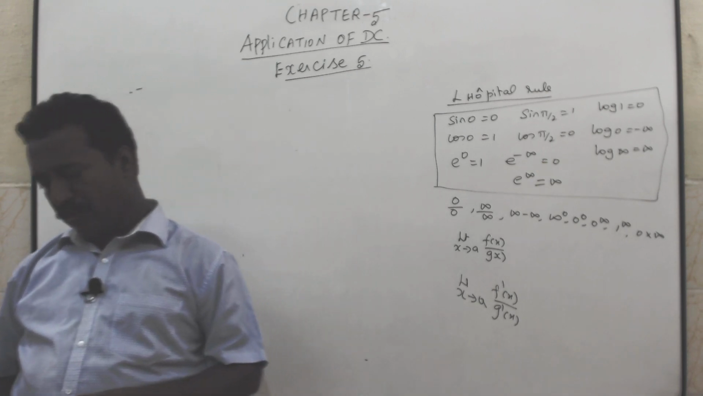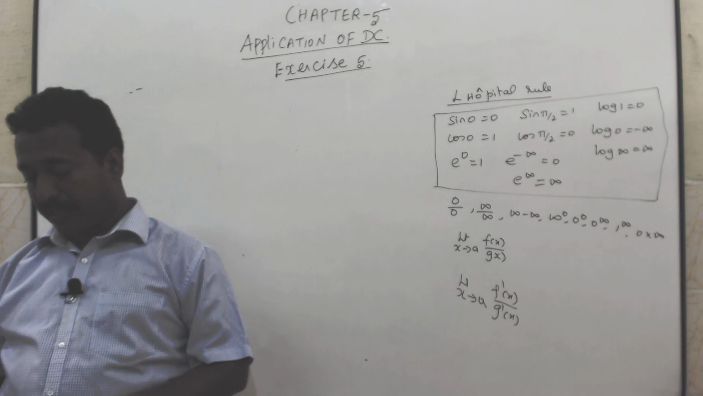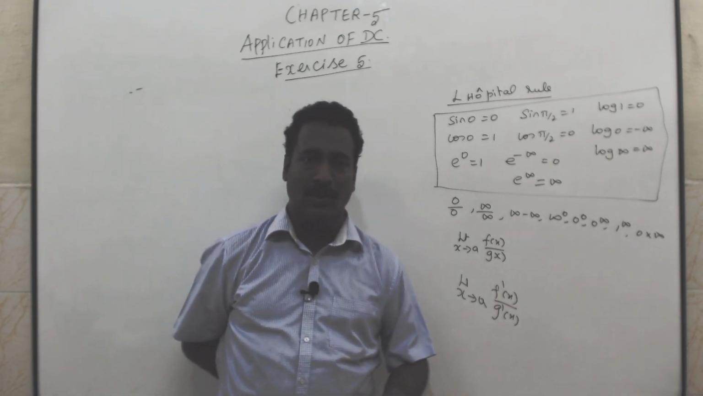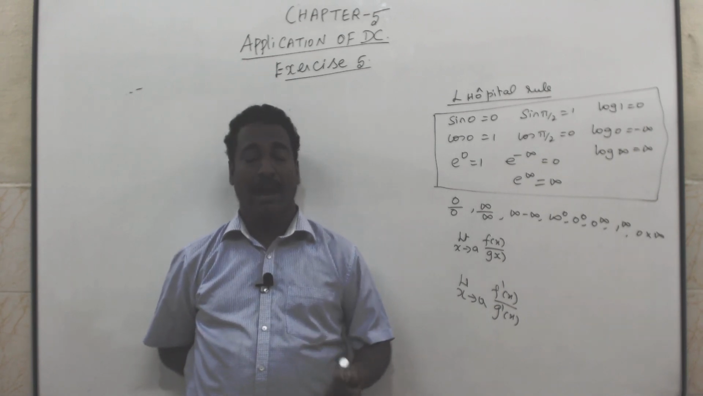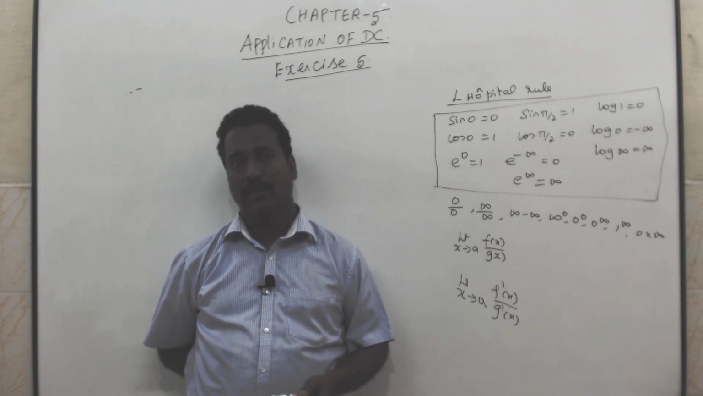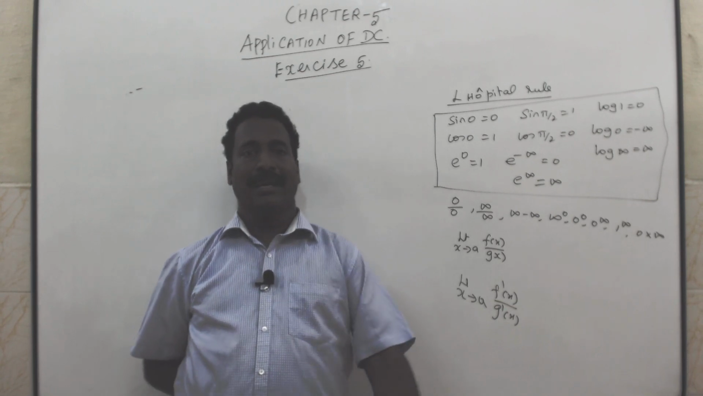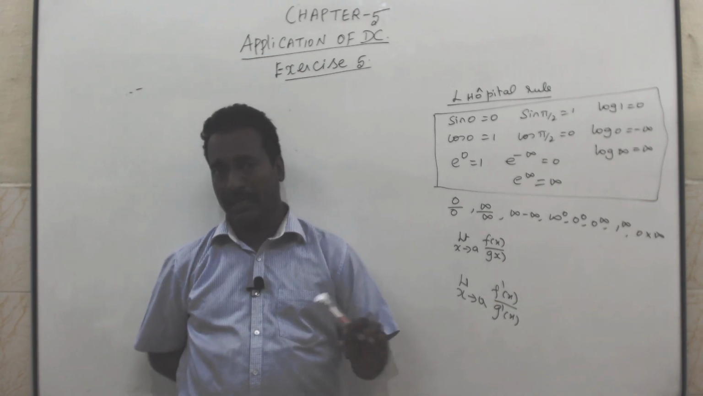Question number 3 is easy, you will try. Question number 4 also easy, you will try. I will just give the idea. Limit x tends to 0, sin inverse x by x. When we put 0, sin 0 is 0, x is 0, so 0 by 0 form. Then apply L'Hospital rule: sin inverse x differentiation is 1 by root of 1 minus x square, x differentiation is 1. Substitute x equal to 0, 1 by root 1 is 1.